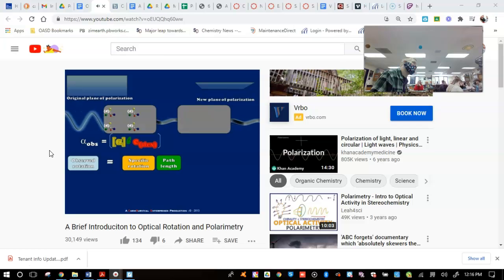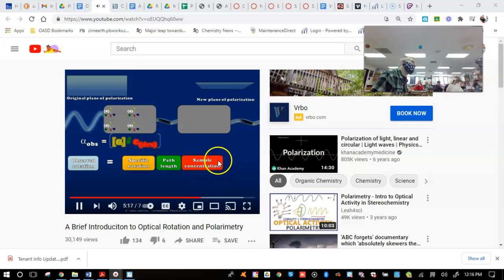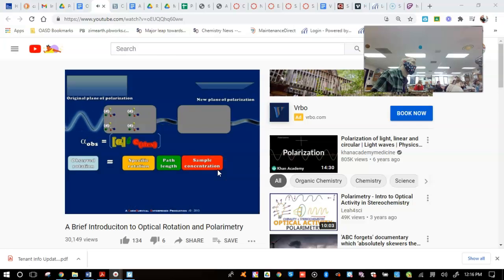The path length is also considered. And the third factor affecting the extent of the rotation is the sample concentration, which I've labeled here as C sub dex, meaning the concentration of the dextrorotatory enantiomer of my compound.